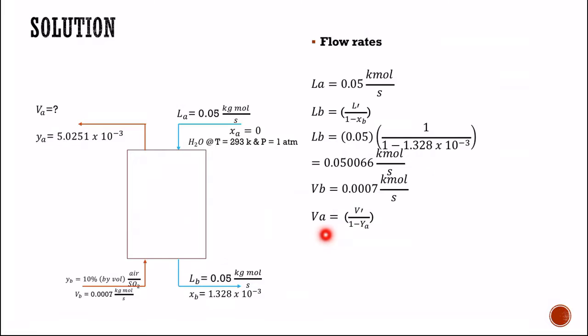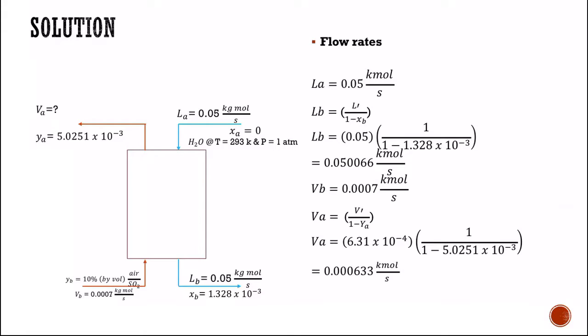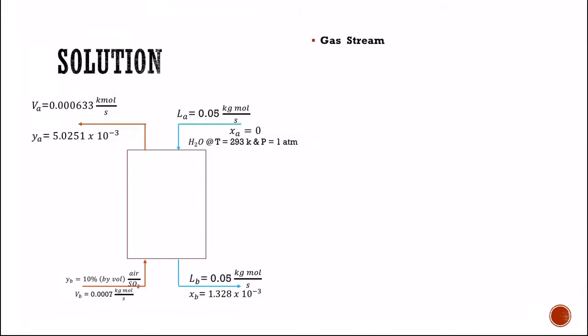Calculating for the product gas here, we use VA equals V prime, which we calculated earlier, over 1 minus YA. So, substituting the values, we get 0.000633 kilomole per second.